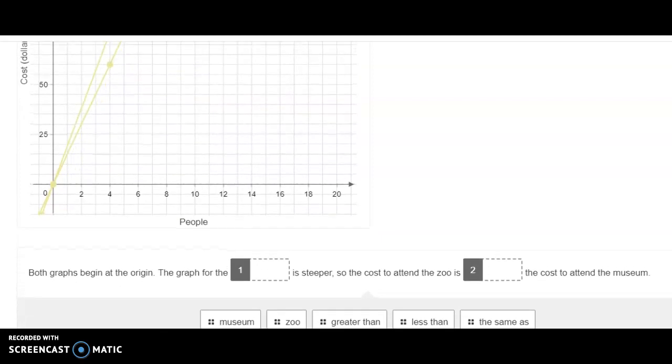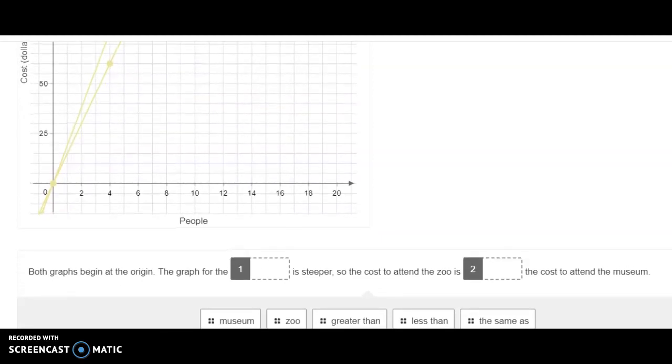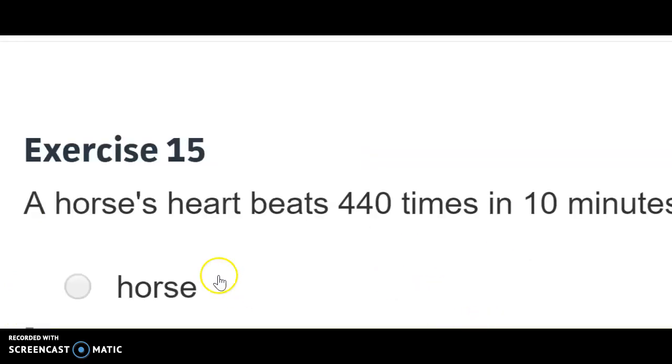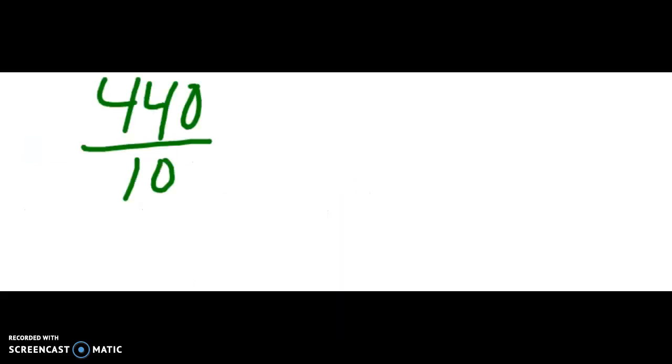Okay? Then they want you to compare it and see which one was the better deal. Okay, now this is a crazy question. A horse's heart beats 440 times in 10 minutes. Remember what I always tell you, get rid of your zeros. We've turned it into an improper fraction. We get rid of our zeros.